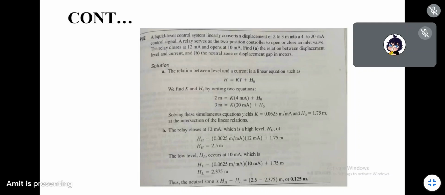That is your neutral zone, within which your controller will stay in whatever position it is. So if it is on, it will remain on. If it is off, it will remain off. If you go beyond that, it will turn on or off as per the requirement. Getting my point?